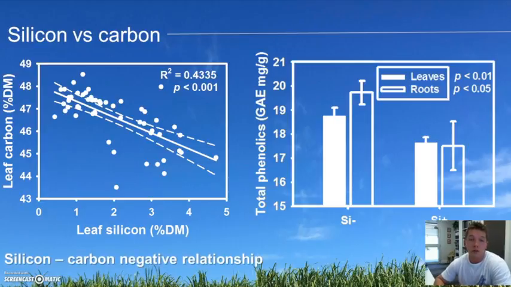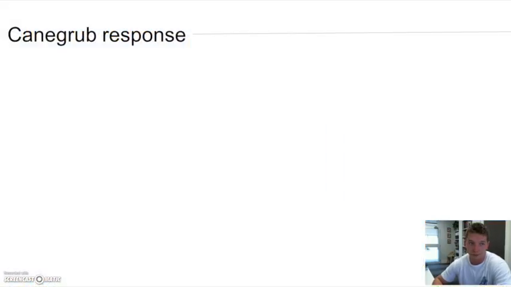So this is therefore possibly more evidence that there is a silicon carbon negative relationship in high silicon accumulating plants, as we definitely saw under our silicon treatment, a reduction in the overall phenolic-based compounds. So, but what are the cane grubs doing in response to our treatments?